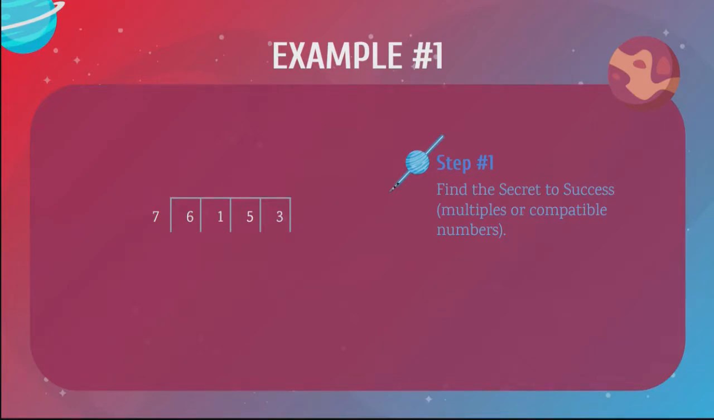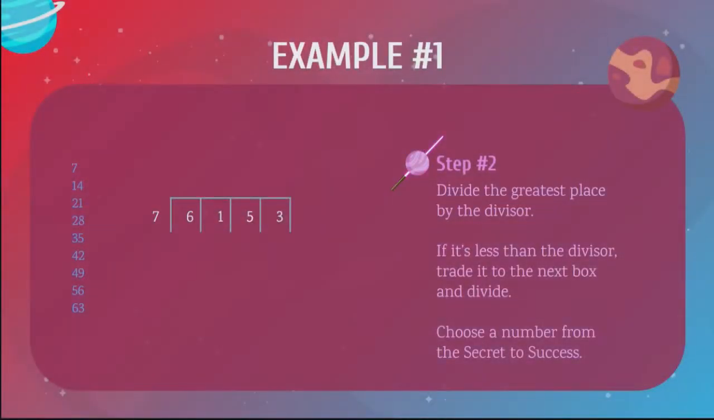This is true for any division problem. Remember, that's the multiples of the divisor, also known as compatible numbers. So all of these numbers work really well with 7. Step 2, we're going to divide the greatest place by the divisor. And if it's less, then we will trade it to the next box and we'll divide. This is very similar to traditional division.